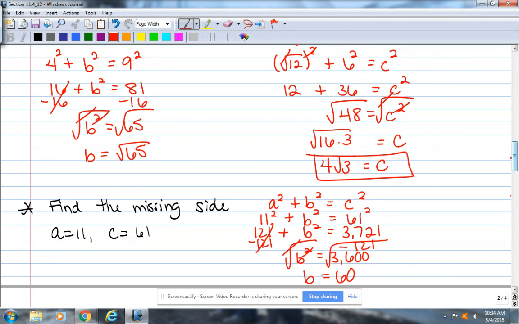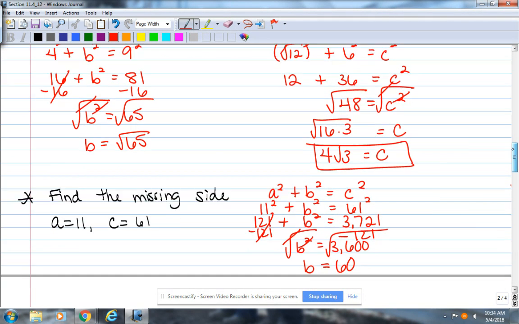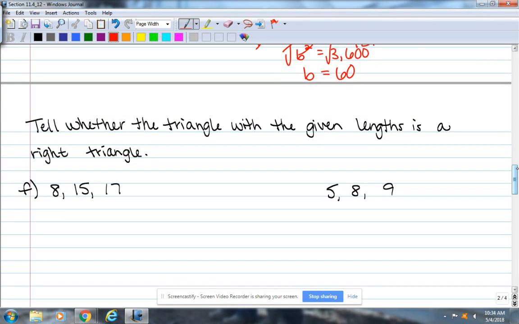All right, so that's using the actual Pythagorean theorem. Now we're going to use the converse of the Pythagorean theorem that says if it works out to where the sum of the squares of a triangle equal the square of the hypotenuse, then you have a right triangle. So if a squared plus b squared equals c squared is true for a triangle, then it's a right triangle. So we're going to take these three sides and determine if it's a right triangle.